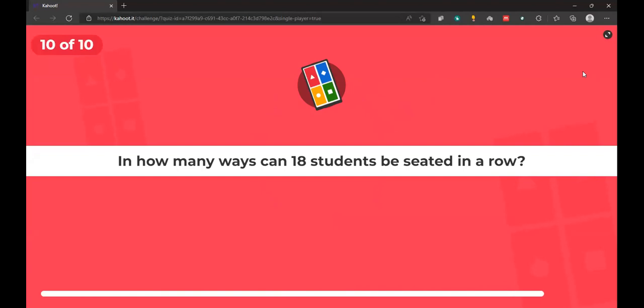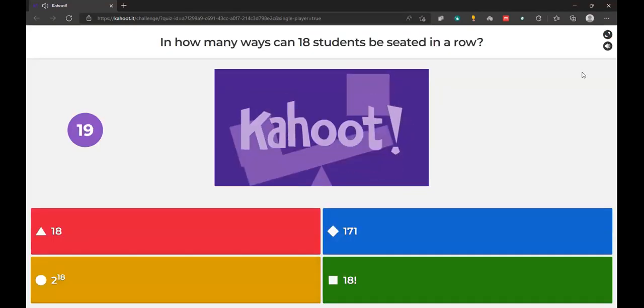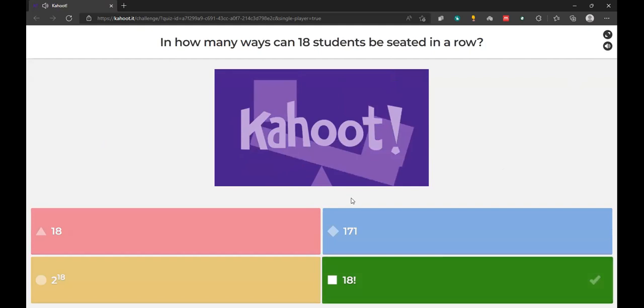10 out of 10. How many ways can students be seated in a row? Ito lang. Dami na ito ah. But it's just like a while ago. It's just a matter of arrangement. And we'll be using all of them. So, 10 factorial.